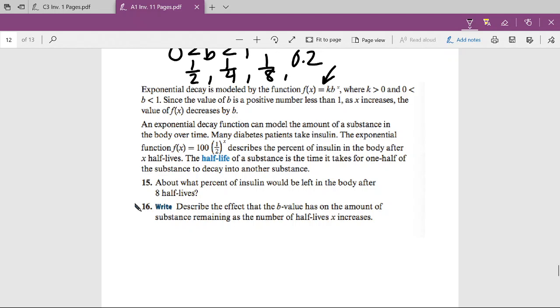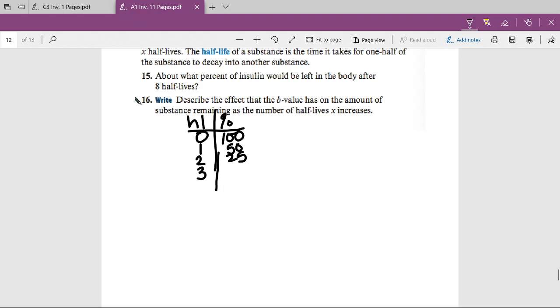Well, if I'm thinking about this, I would maybe make a table for this, saying I have the number of half-lives and the percent remaining. After 0 half-lives, I would still have 100%. After 1 half-life, I would have half of that, so 50%. 2 would be 25. This is looking familiar. 3 would be 12.5. 4 would be 6.25, and we would continue on to 8.